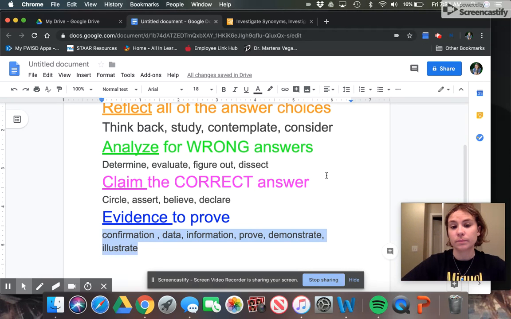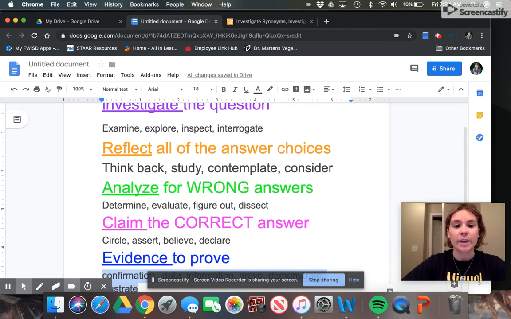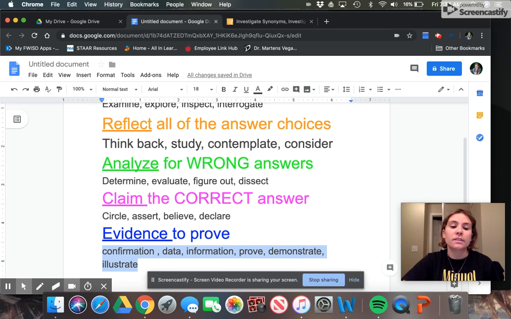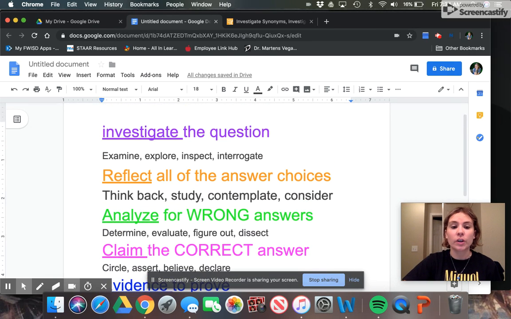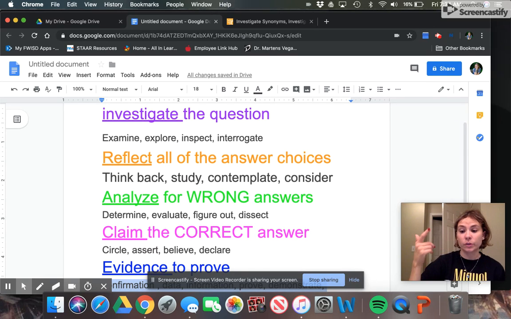explaining their answer. So we have investigate, reflect, analyze, claim, okay? And evidence at the end. All of these are good for learning what your students are learning.